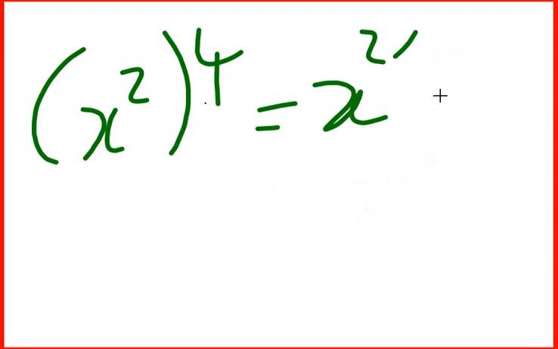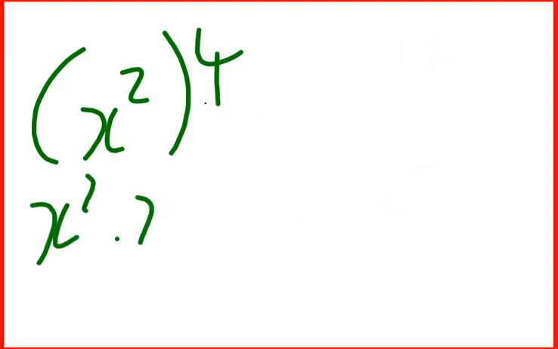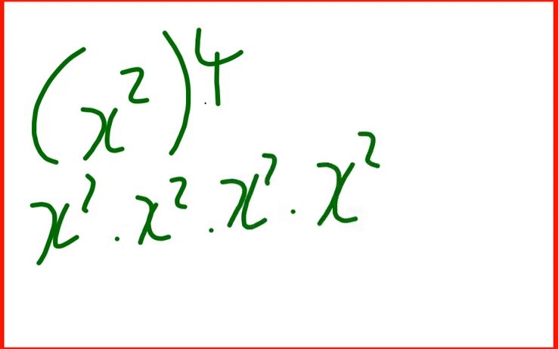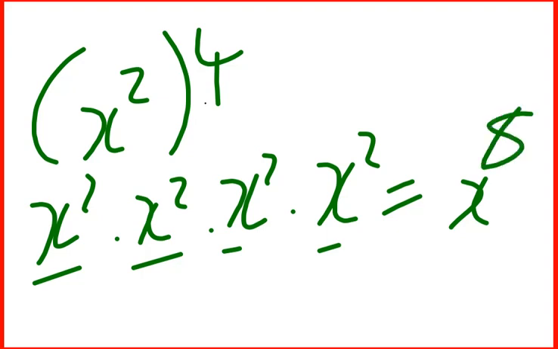Let's prove why it's like that. So that's x squared times x squared times x squared times x squared. And we said we can add if the bases are the same. So x to the power of 2 plus 2 plus 2 plus 2. 2 plus 2 is 4. 4 plus 2 is 6. 6 plus 2 is 8. So it proves it, right? Now let's have a look at our last example before we go to our law 6.